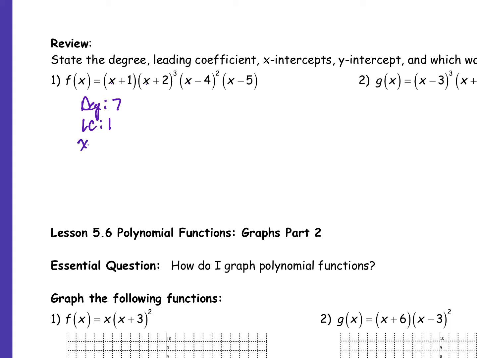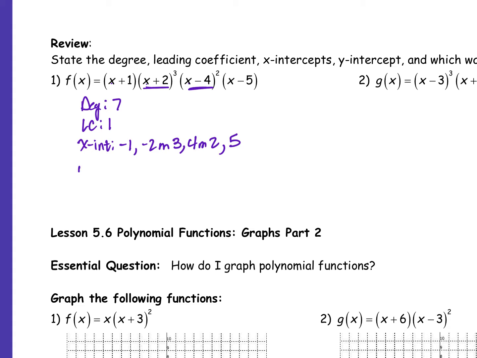My x-intercepts, right? I set each one of those equal to 0, and I solve for it. So I've got one at -1. I've got -2 with multiplicity of 3, because I've got 3 at -2 here. I've got 4, with a multiplicity of 2, because there's 2 at -4. And then I've got 1 at 5. I think that's what I wrote, yeah.